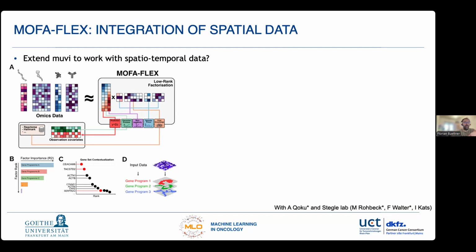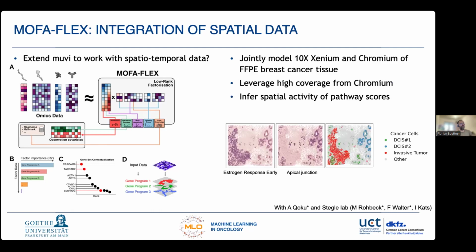One nice property of MOFA Flex is that it's very flexible, in the sense that it can also work with spatio-temporal data, for example. We can for sure place all these different types of priors on the weight matrices, like the prior knowledge module I've just talked about. But we can also encode prior knowledge on spatial coordinates by placing a Gaussian process prior on the factor scores themselves. If we do that, we can, for example, jointly model spatial data like 10x Xenium and high coverage non-spatial data like Chromium.